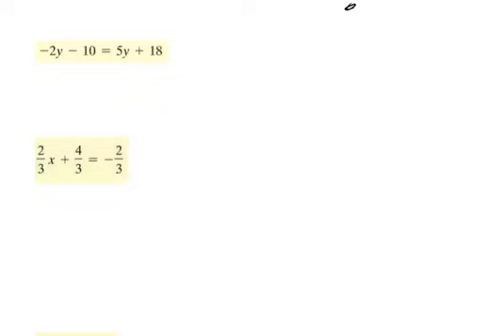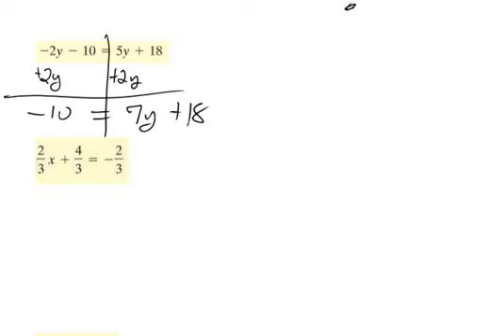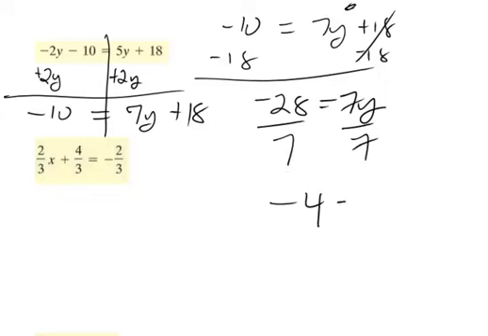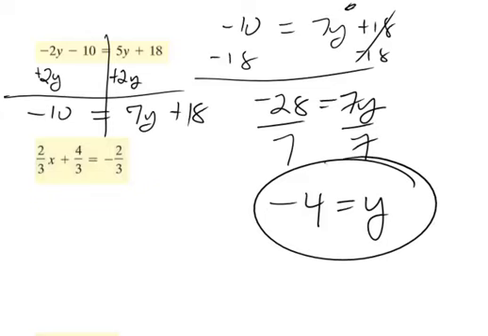Okay, so for our next problem here, again, I'm going to go ahead and draw my line down going this way. I'll move my smaller y to my bigger y, so I'm going to add 2y and add 2y. So that's negative 10 equals 7y plus 18. We'll go ahead and minus 18 on both sides. Those cancel. So we have a negative 28 is equal to 7y. So when I finally divide both sides by 7, we should come up with negative 4 is equal to y.